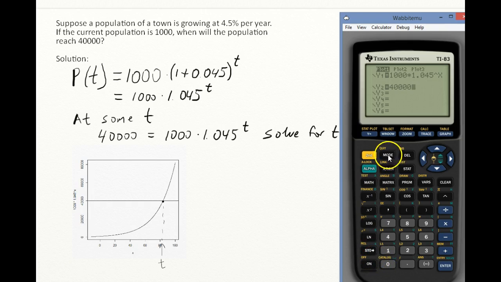Now we have to change the window here. The x values are going to be between 0 and 100. The x scale is going to be, we'll go in tens on the x-axis. The y values are going to be between 0 and, well, in this picture here, it's 80,000. Let's do 80,000. And the y scale is going to be in 10,000. So let me graph this.